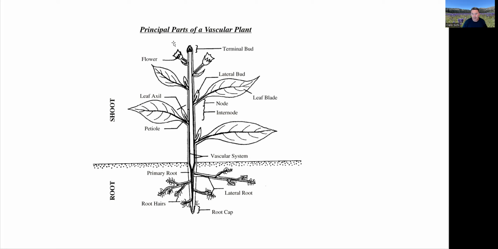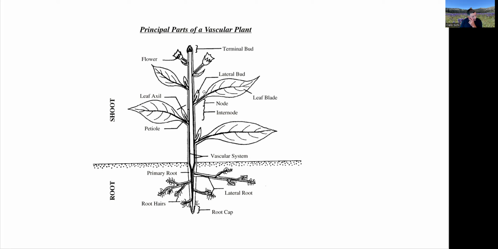Of course, we have the flower. We don't need to go into it; we're going to go into flowers specifically, but this is the flower. The next one down that we see is a lateral bud. I already explained that. It's very much like the terminal bud, and these can certainly form flowers.